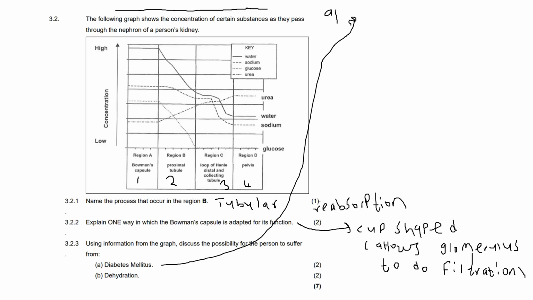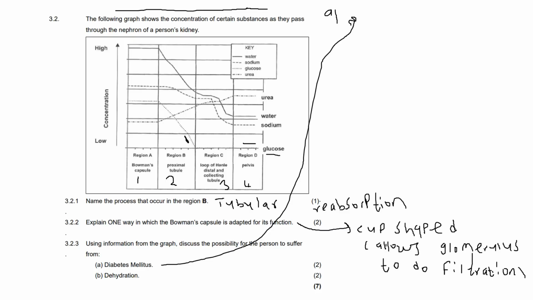So remember, for a person to suffer from diabetes, a lot of glucose will need to be there in the blood, or a lot of glucose will need to be there in the last step. Meaning in the last step here, you need to have a lot of glucose. But based on this diagram, we don't have a lot of glucose here. Glucose is ending around here in the second region, so we don't have a lot of glucose there.